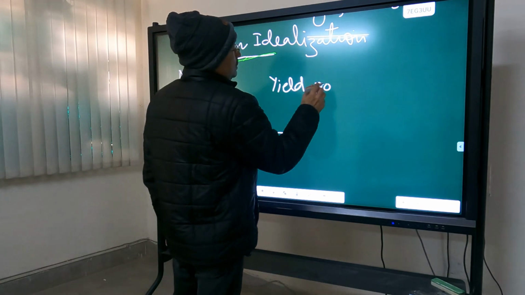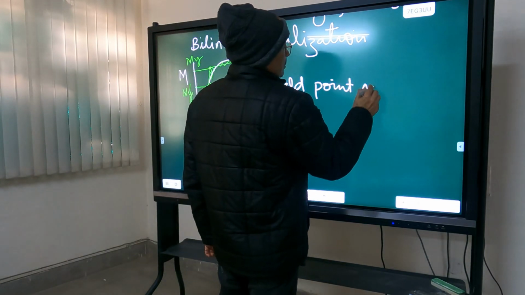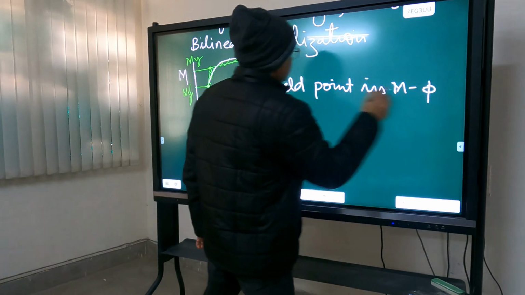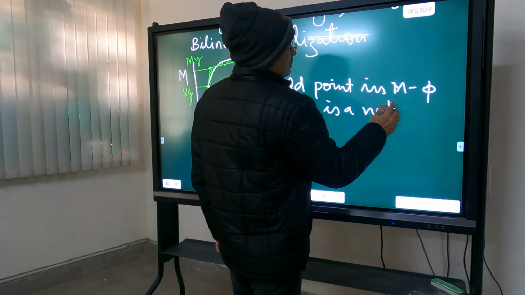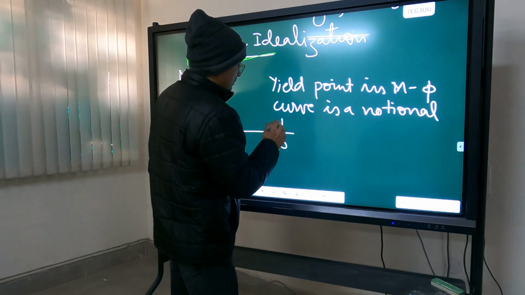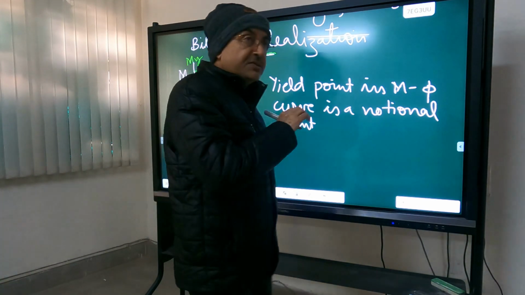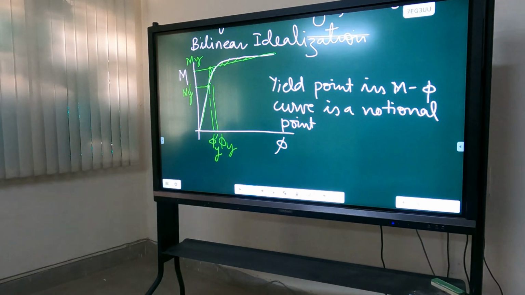So you can see that the yield point in the moment curvature curve is a notional point. It does not represent any significant event. What were the significant events? The first significant event was when my extreme fiber reached epsilon y. Another one will be when my extreme fiber reaches phi u. In between there is a gradual variation, so it is not representing any significant event. So this is only a notional point.